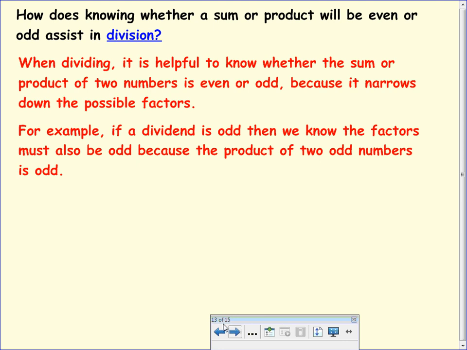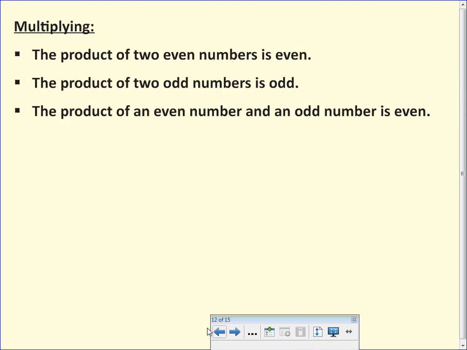Well, you know your rules for multiplying now. If you have an even number as your product, I have an even number here, an even number here. What could this be? What could that be? What are our multiplication rules? An even times what's going to give me an even?